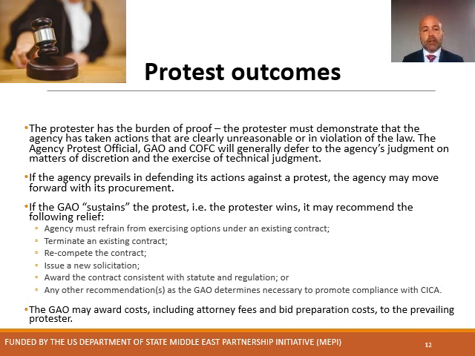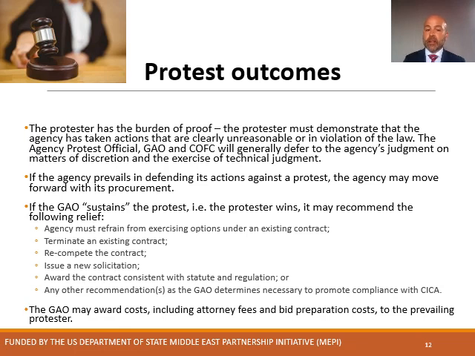Generally speaking, the agency protest official, the GAO examiner, or the judge at the Court of Federal Claims will not second guess the agency's determinations on its own procurements unless the violation of procurement regulation or statute is obvious, or unless the agency has clearly acted unreasonably.